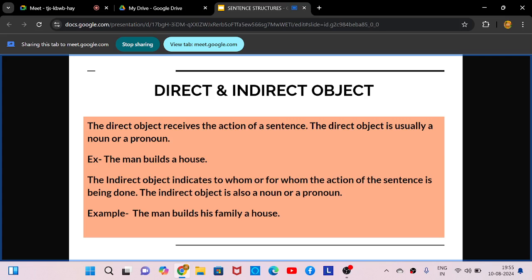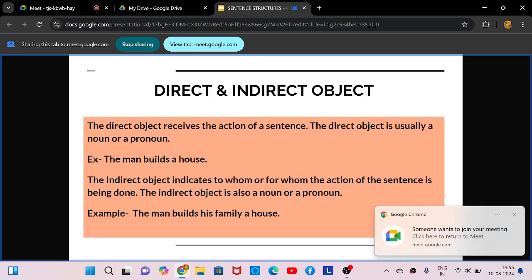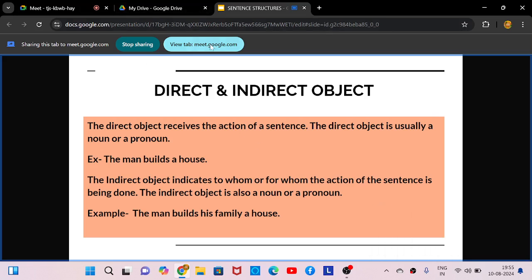We mostly find direct objects in most of the sentences that we use. An object is something that receives the action of a sentence. So direct object is also one such type. It receives the action of a sentence and it can be either a noun or a pronoun. So for example, the man builds a house.